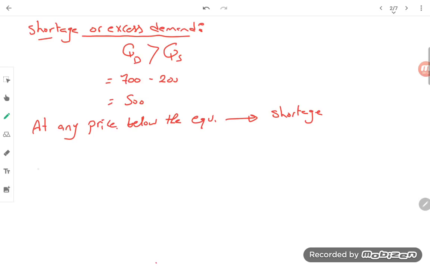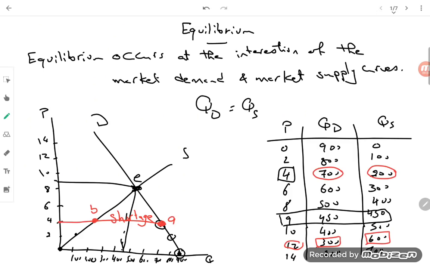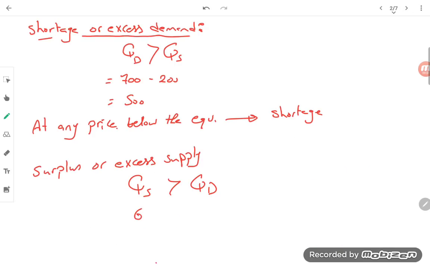So there is a surplus or excess supply. Surplus or excess supply exists when QS is greater than QD. So in our example, QD is 300 and the QS is 600. If you would like to find by how much, it is the difference between QD and QS, so it will be 300. So there is a surplus or excess supply. The number of units exceeds demand by 300 units.